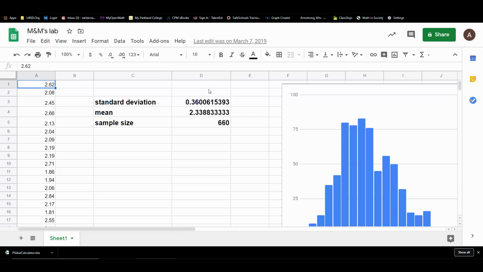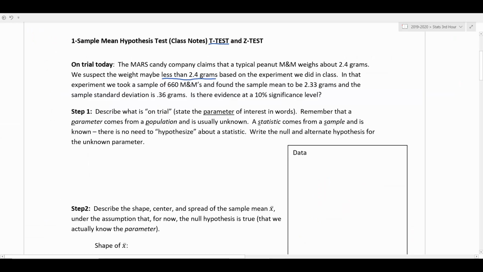And if you can envision, if we were in class, I might get a different candy or something like that and let you guys actually get the scales out and weigh that stuff. So that is where the rest of this information is coming from. In that experiment, we took a sample of 660 M&Ms. We found the sample mean to be 2.33, and the standard deviation is 0.36. So is there evidence that the weight might be less than 2.4 grams? That's what we're looking for evidence for at a 10% significance level.